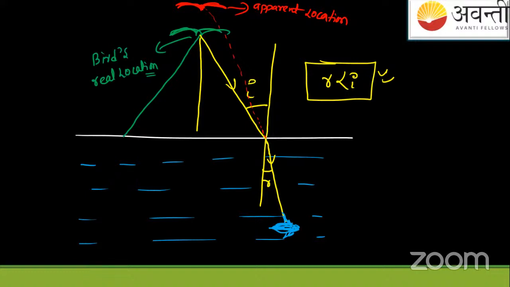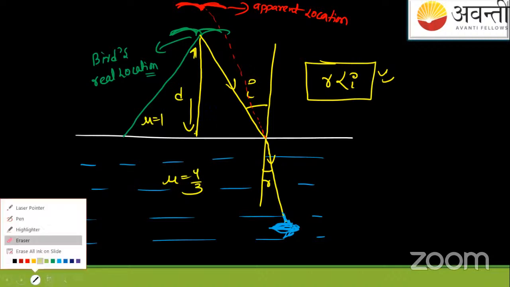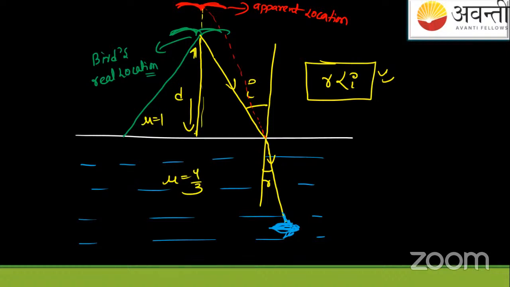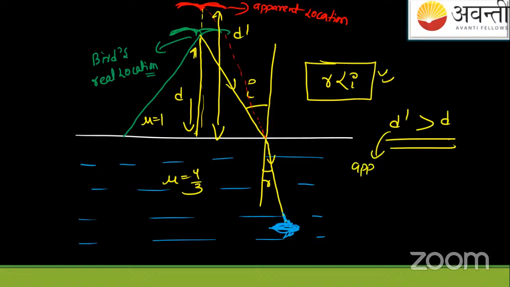See, always you have to measure a distance from the boundary separating two mediums. Remember this. This is for water. This is for air. This is the real height of the bird. And this is the fake height, if I take the complete distance. See, there is some change between the previous case and this case. In this, the fake or apparent height or distance is greater than the real one.